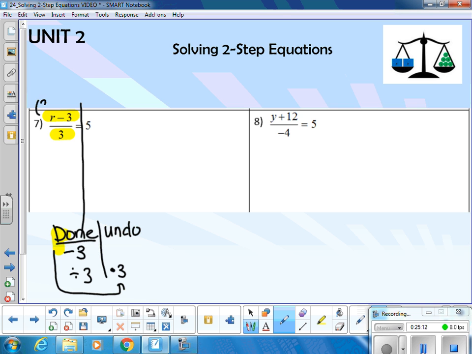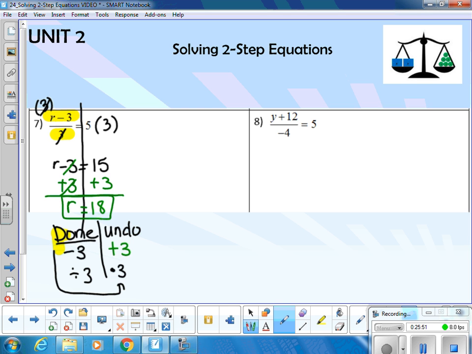So let's multiply this side by 3 and multiply this side by 3. I can't write it down here next to it, so we're going to know that those 3's cancel. I'm left with r minus 3. 5 times 3 is 15. So then my next step says I'm going to undo this minus 3 by adding 3 to both sides. Plus 3, plus 3. The 3's here on the left side cancel, and I'm left with just r. 15 plus 3 is 18. So my solution says that r should be 18.